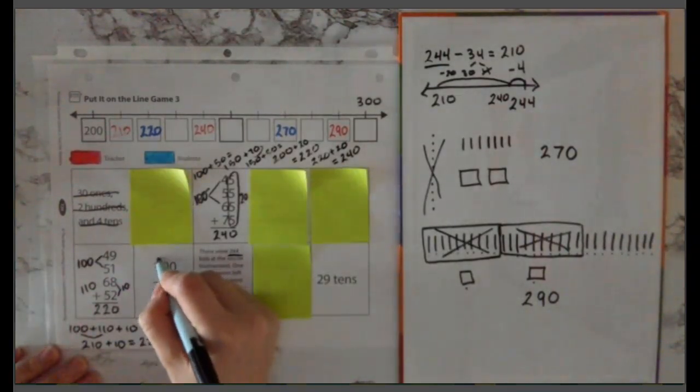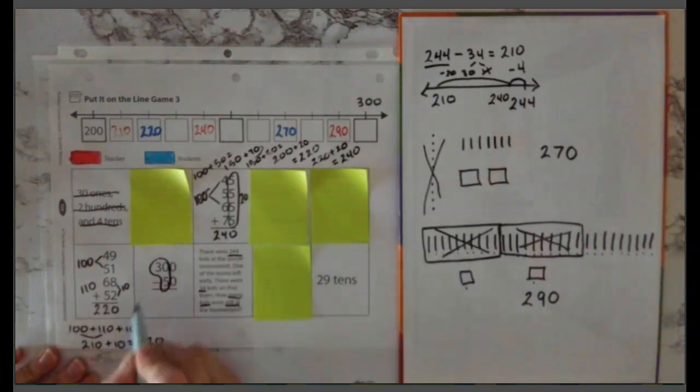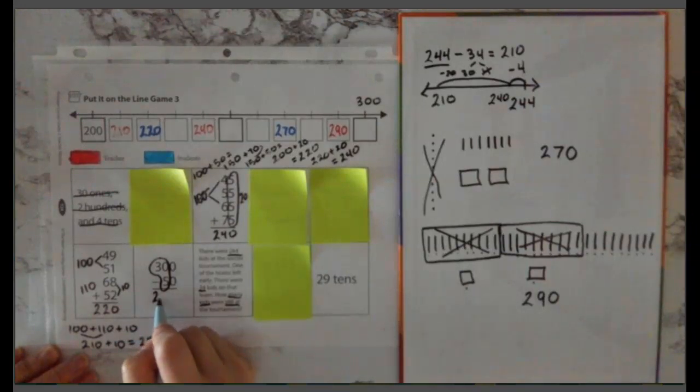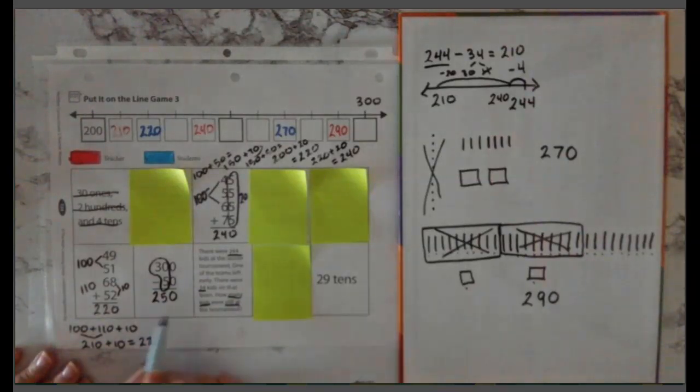We can kind of think about this as 30 minus 5. If I had 30 tens and I took 5 away, how many tens would I be left with? Well, I'd have 25 tens still. And I didn't take anything away from my ones, so I keep that 0. And I'm left with 250.